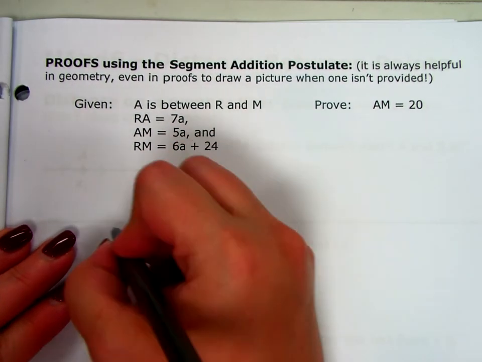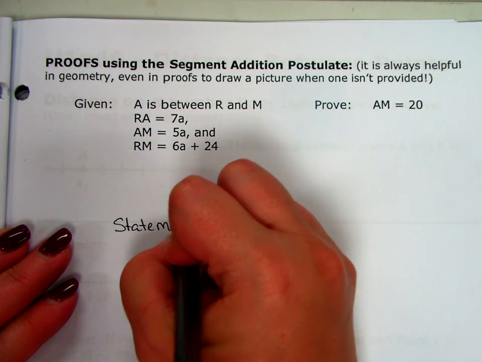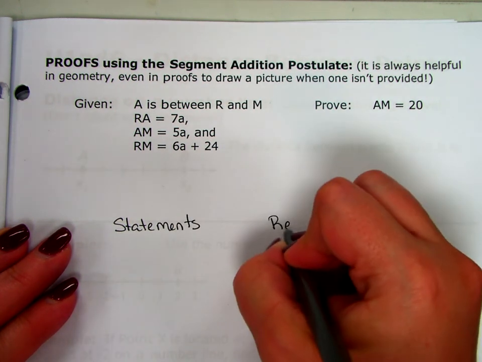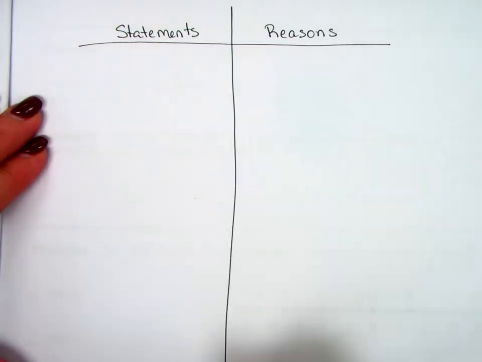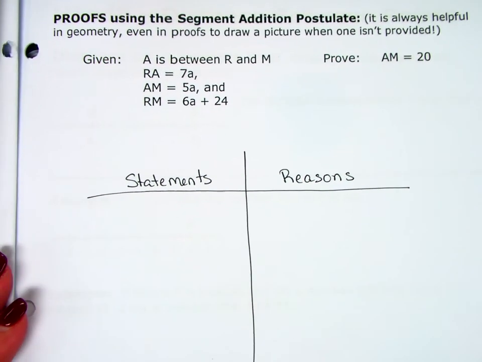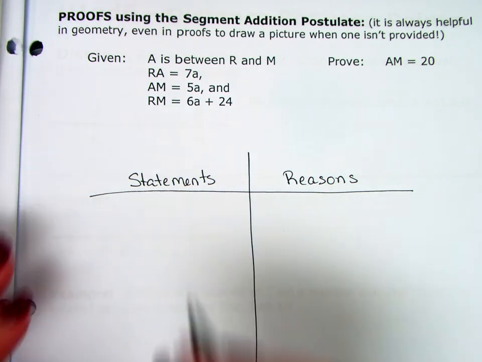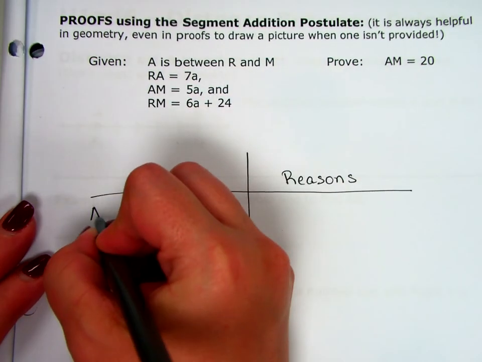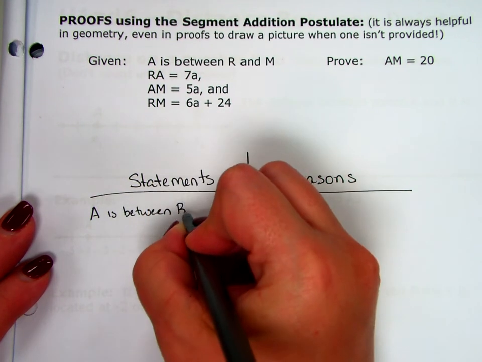So actually I'm going to set up my proof first. I'm going to do my statements, where my math goes, and my reasons. And then watch this. I'm not saying this is a long proof or anything, but what I like to do is as I write my givens, I will draw the picture as I write the givens. So my first given, A is between R and M.